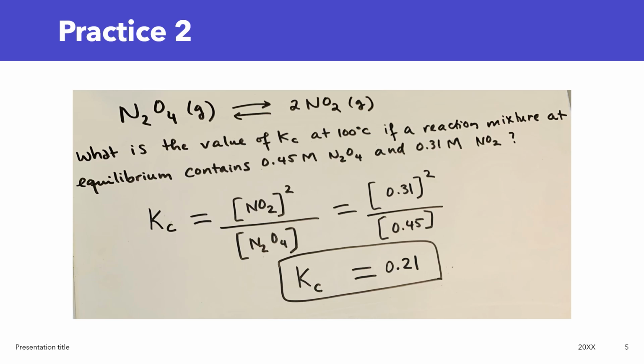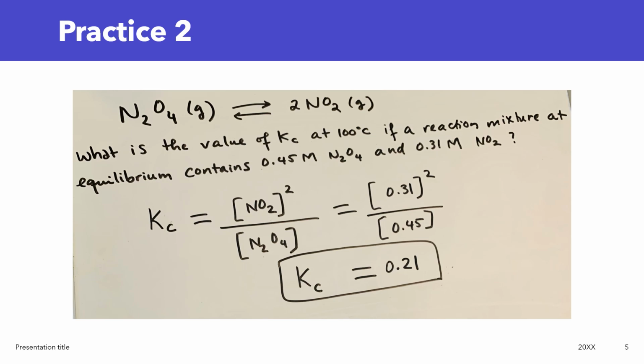Let's look at another practice together. So you have the equation below, and the question is, what is the value of Kc if a reaction mixture at equilibrium contains 0.45 molar N2O4 and 0.31 molar NO2?